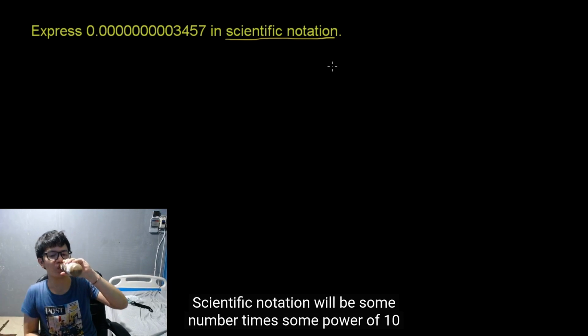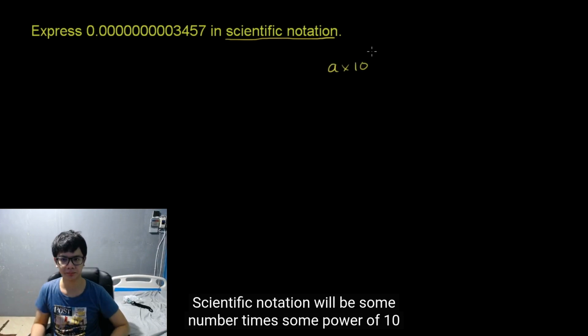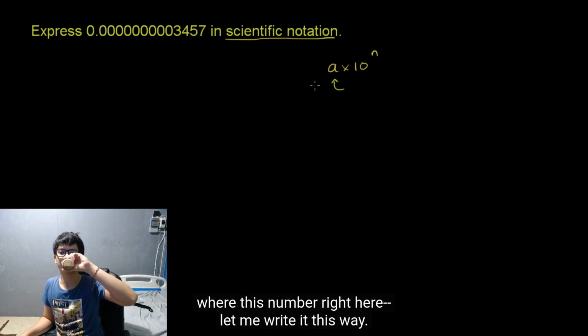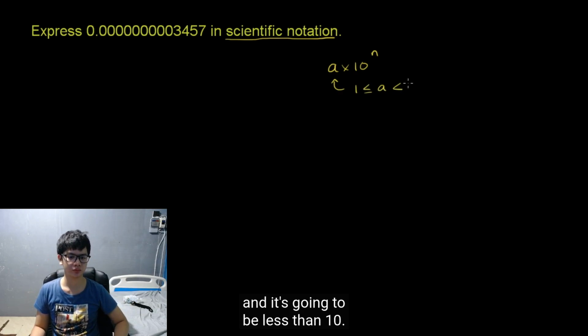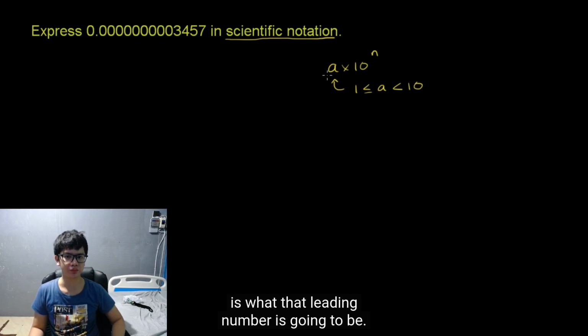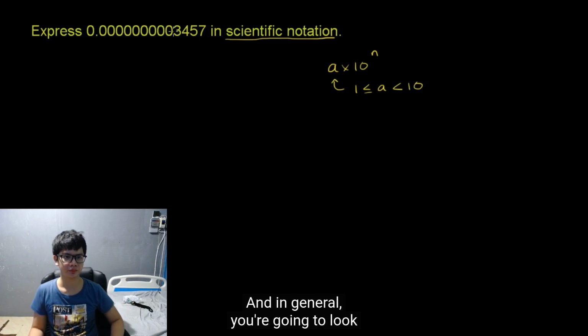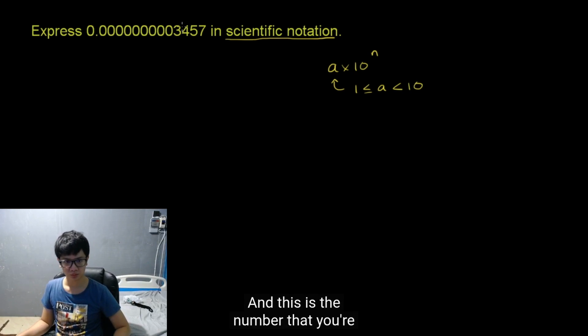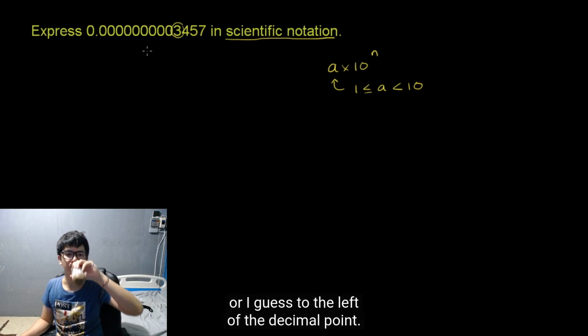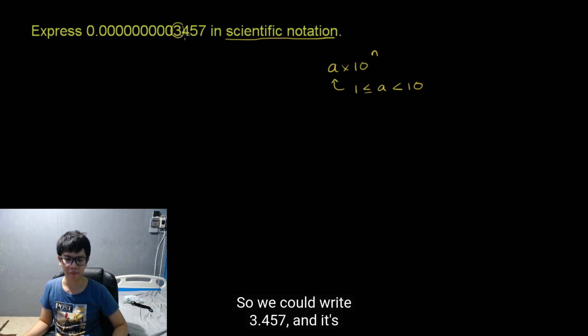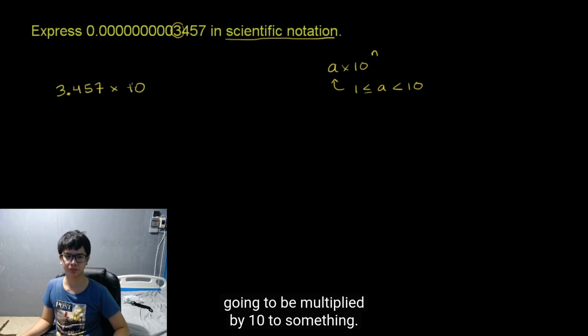Scientific notation will be some number times some power of 10, where this number is going to be greater than or equal to 1, and less than 10. In general, you're going to look for the first non-zero digit, and this is the number you're going to want to start off with. This is the only number you're going to want to put to the left of the decimal point. So we could write 3.457, and it's going to be multiplied by 10 to something.